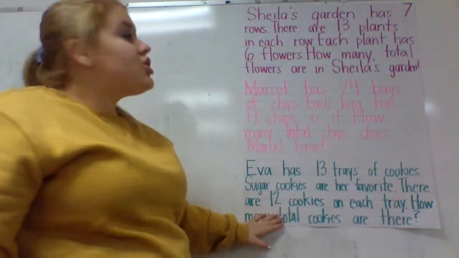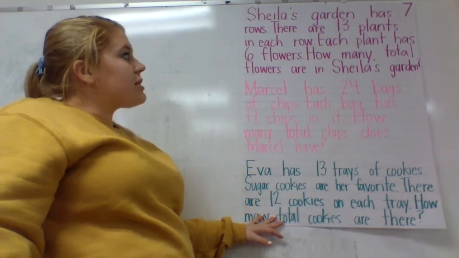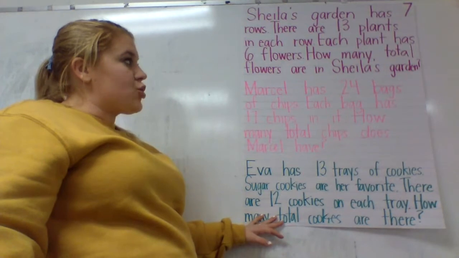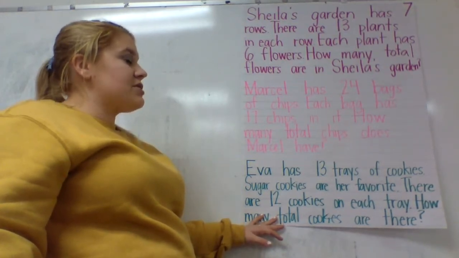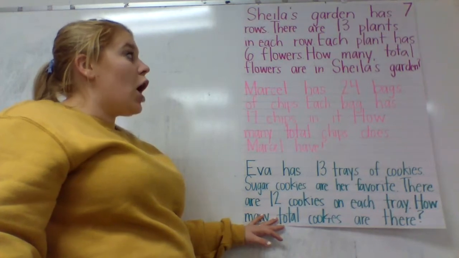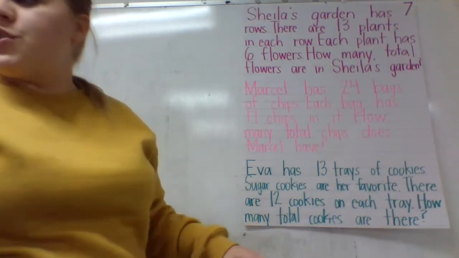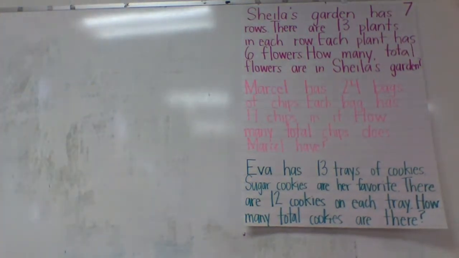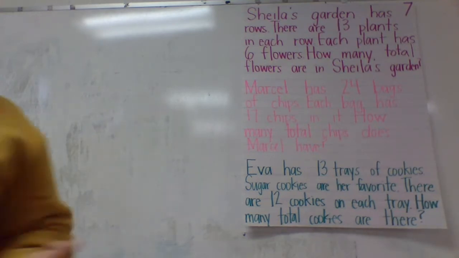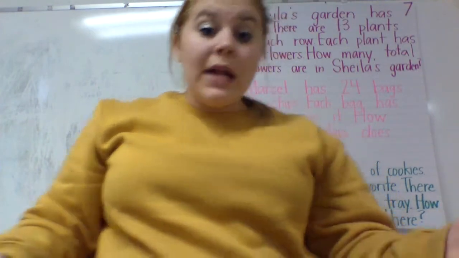It says, Sheila's garden has 7 rows. There are 13 plants in each row. Each plant has 6 flowers. How many total flowers are in Sheila's garden? So when we read that, do we need all of that? Is all of that information important to us? Well, it is. They didn't give us anything in this one that was unnecessary, so we need all of that information.